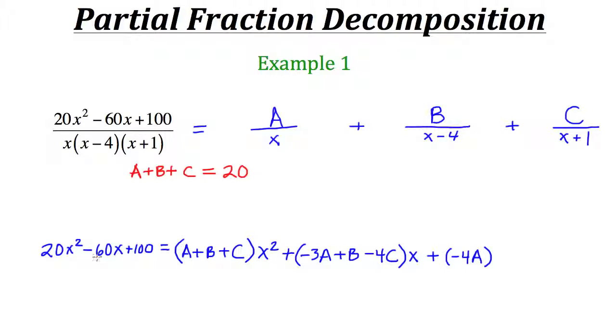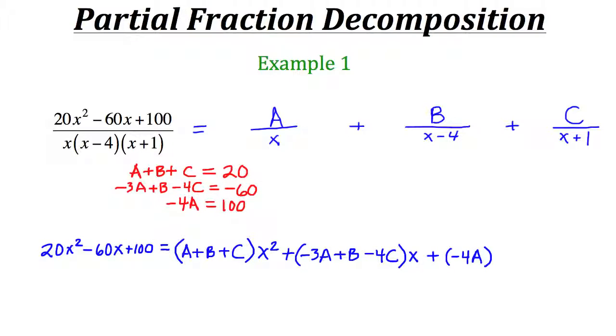And then we could do the same thing with our x terms. On the left side, the coefficient for x is negative 60. And on the right side, the coefficient for x is negative 3a plus b minus 4c. So we could say that negative 3a plus b minus 4c should equal negative 60. And then from there, when we look at our constants, on the left side, our constant is 100, and on the right side, our constant is negative 4a. So here we can set up an equation that says our constant of negative 4a should equal the constant of 100.